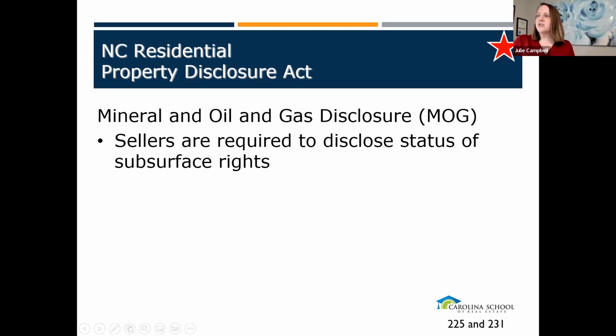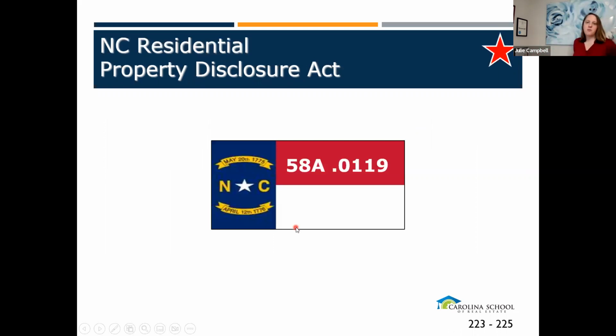Probably the biggest exception to the MOG is vacant land. Vacant land is not required to complete the MOG because this is covered under the North Carolina Residential Property Disclosure Act. The Act only covers the sale of residential property, not vacant land. The commission rule that covers the MOG, 58A.0119, again, just here for your reference.